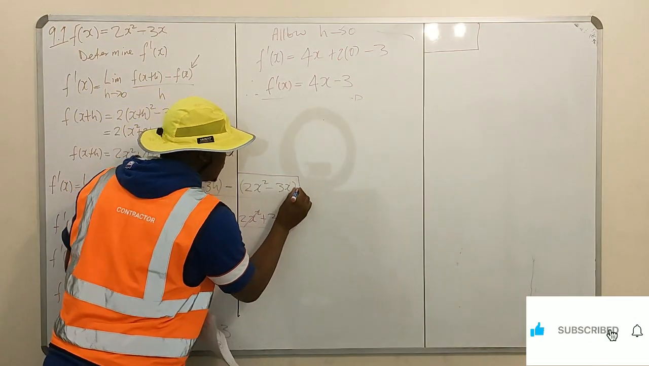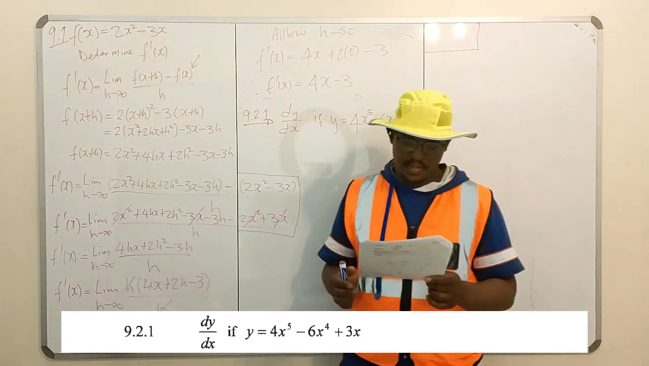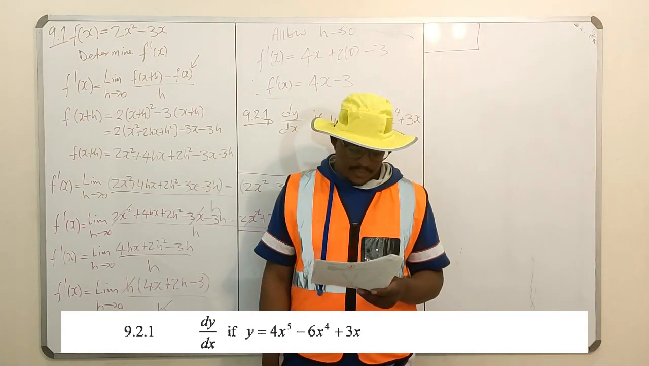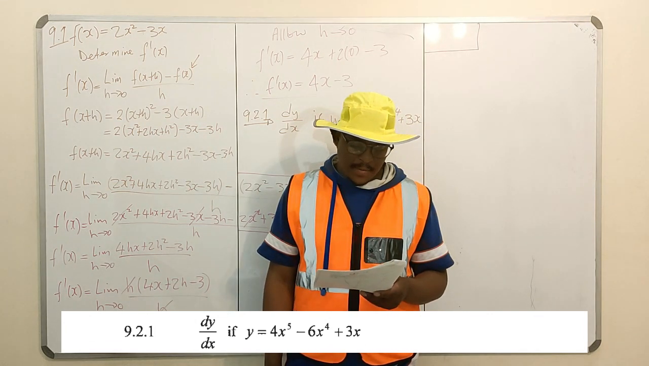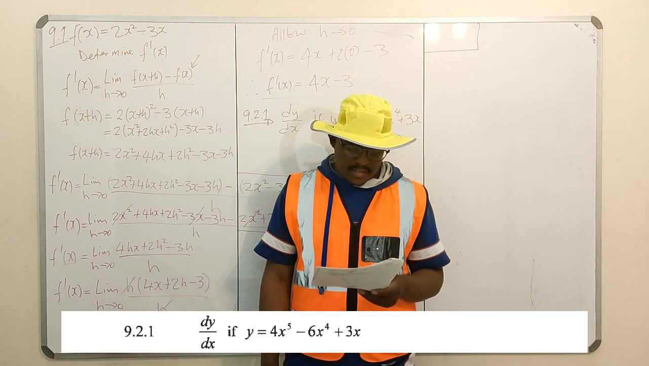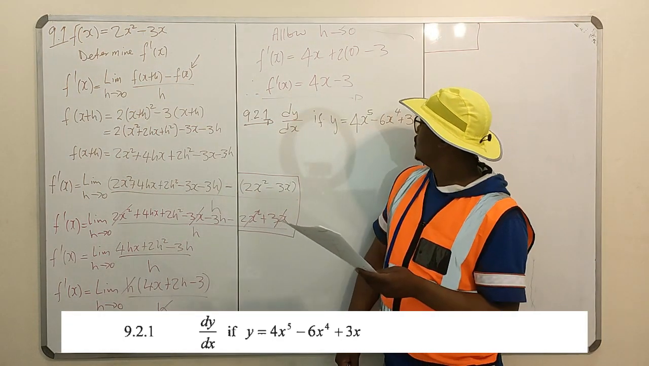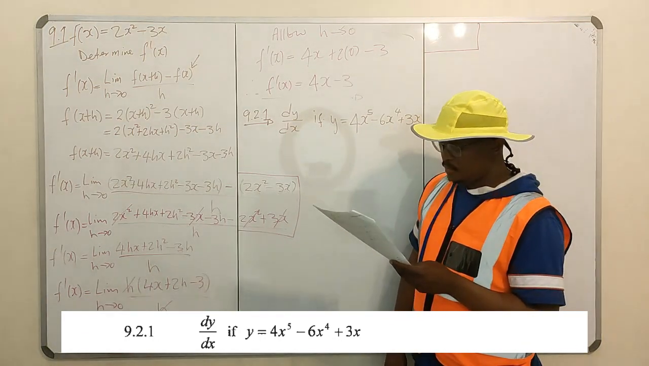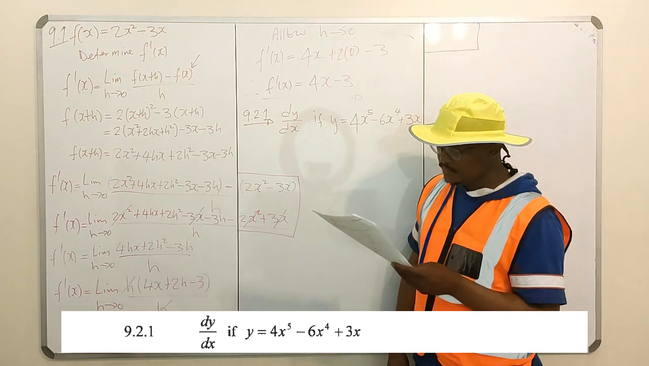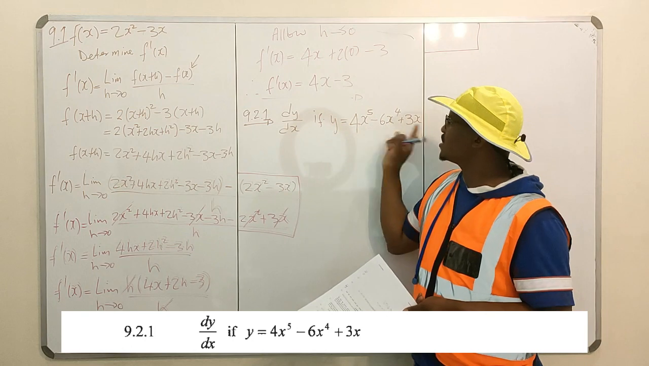So I'm going to isolate this. So now we're doing 9.2.1. Determine the derivative of y with respect to x if y is equal to 4x to the power 5 minus 6x to the power 4 plus 3x. So they wanted to find the derivative of y with respect to x.